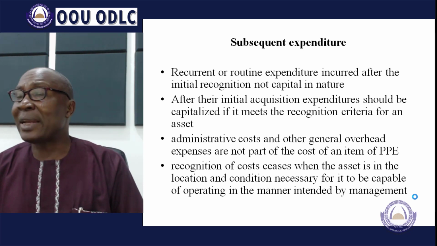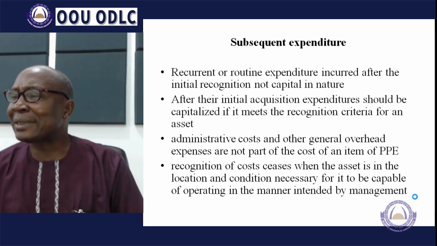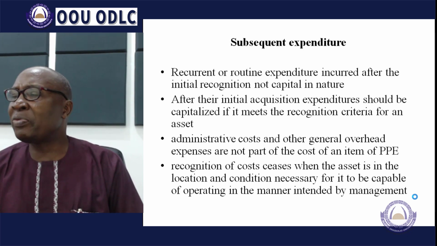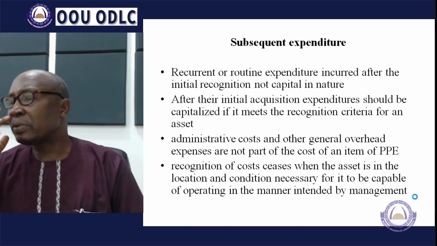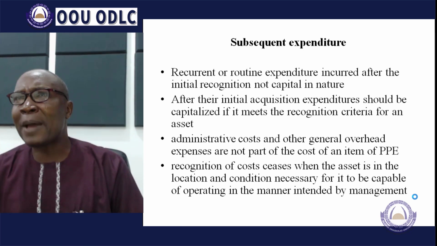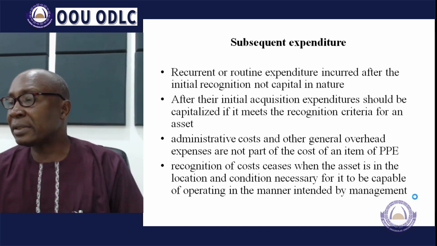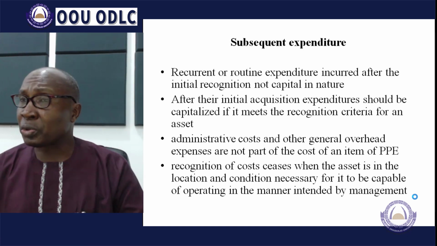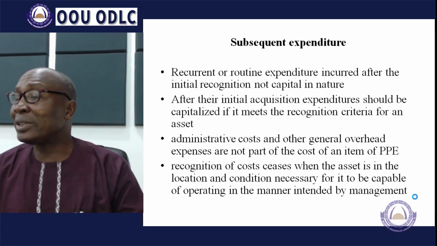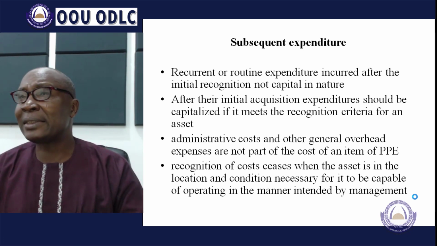The useful life of an asset is the period over which that asset is expected to be available for use by an entity. That is the useful life. That is the span of life of that asset. Or alternatively, the useful life of the asset could be the number of production or similar units expected to be obtained from the asset by an entity.